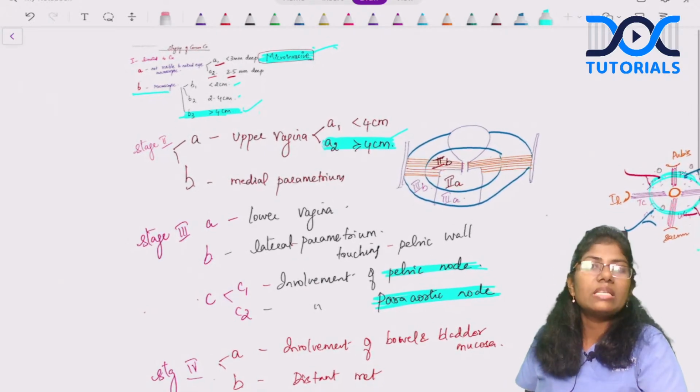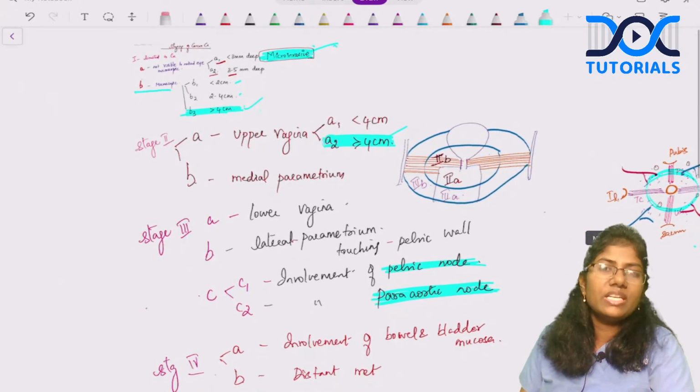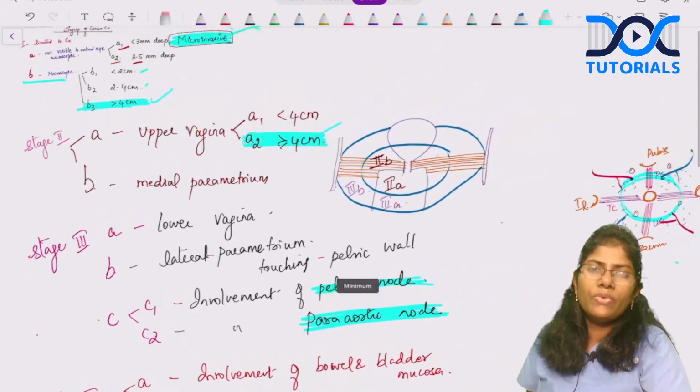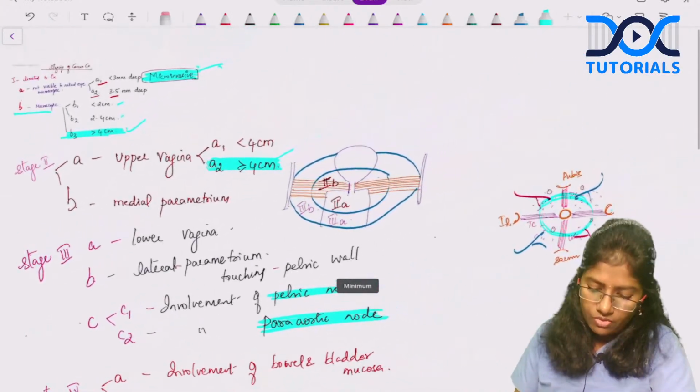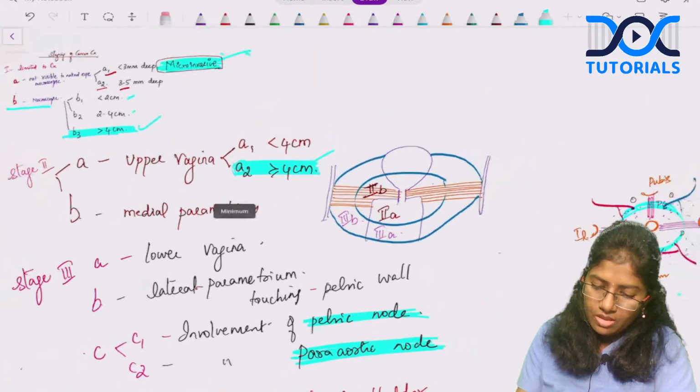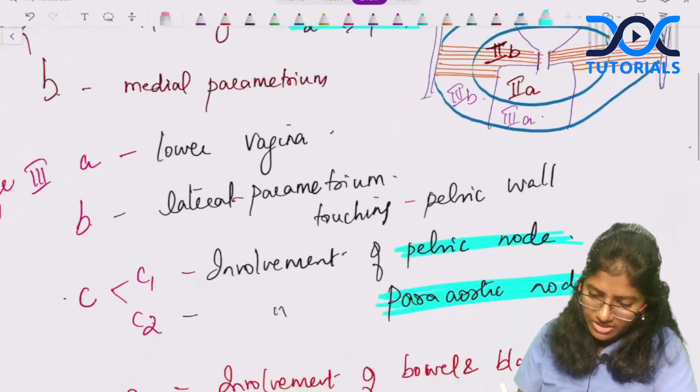To finish this session, I will also tell you some points on the staging of CA endometrium, ovary and vulva. You can learn by yourself. Okay, so endometrium is very simple. Staging of endometrial cancer.